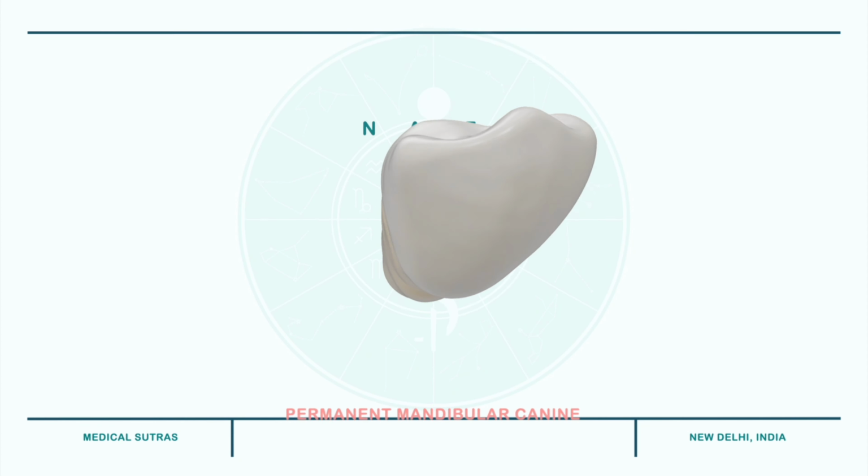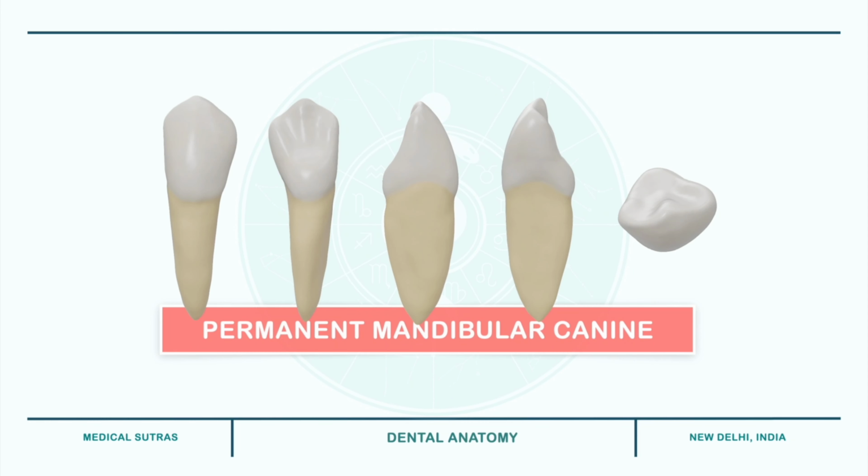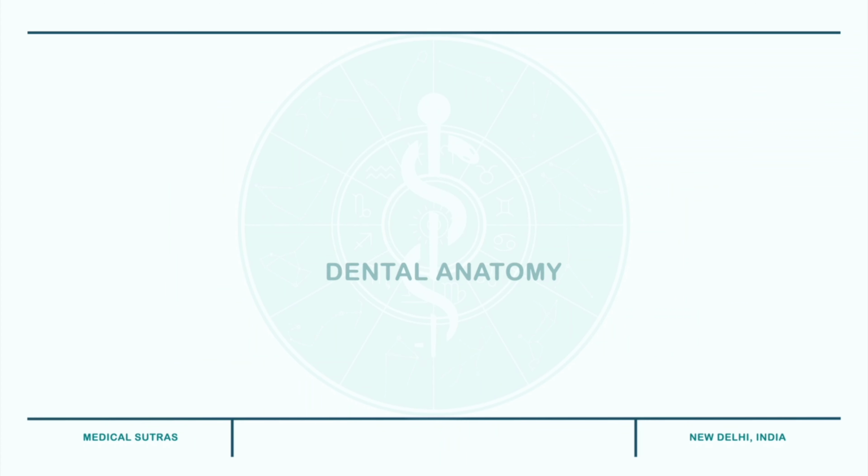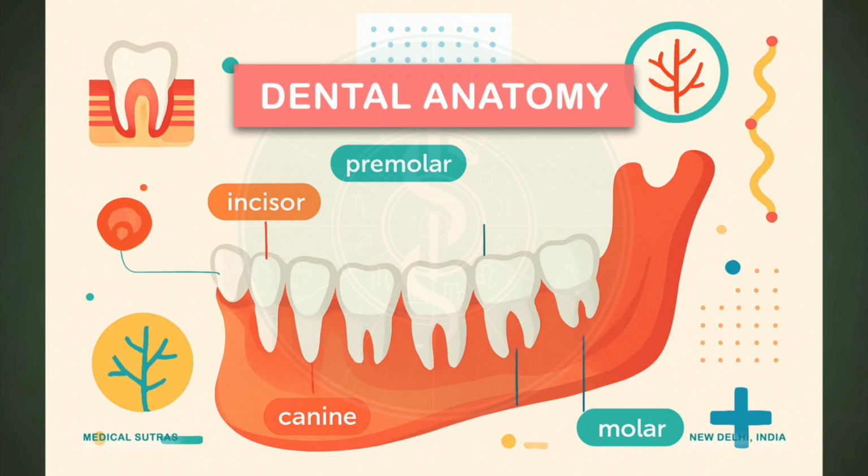So that was all about the permanent mandibular canine. In the next video, we will talk about the permanent maxillary first premolar.